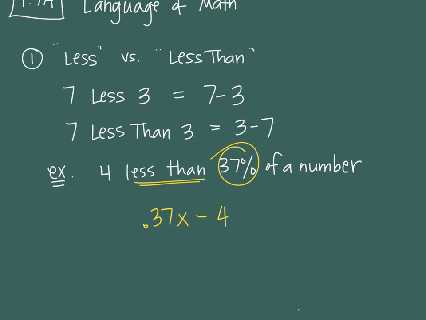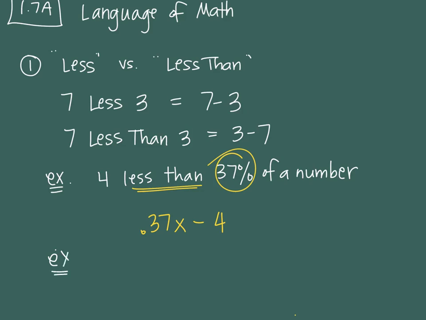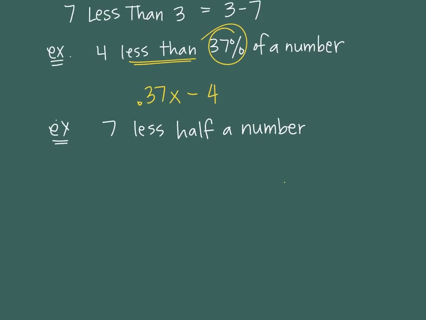All right, another example you might see under that topic might be something like 7 less half a number. Okay, well this time it's not less than, it's just less. And when it's just less, then it's 7 minus, not minus 7. And it's minus half, and again, it's of a mystery number. So you could use the letter N to stand for number, or A, or X, or whatever letter you want. Pick your favorite letter.